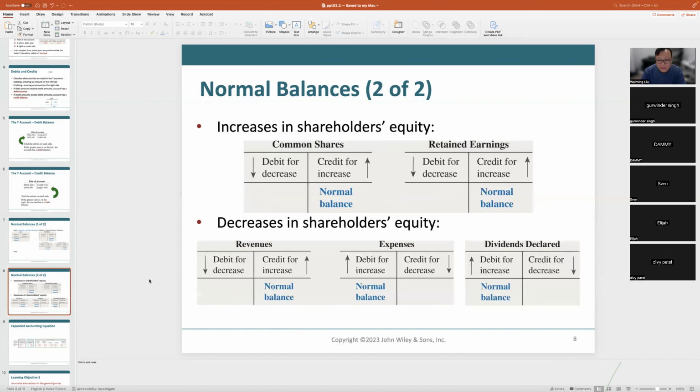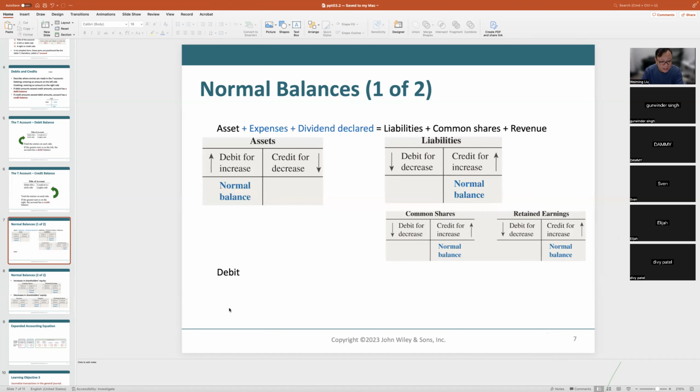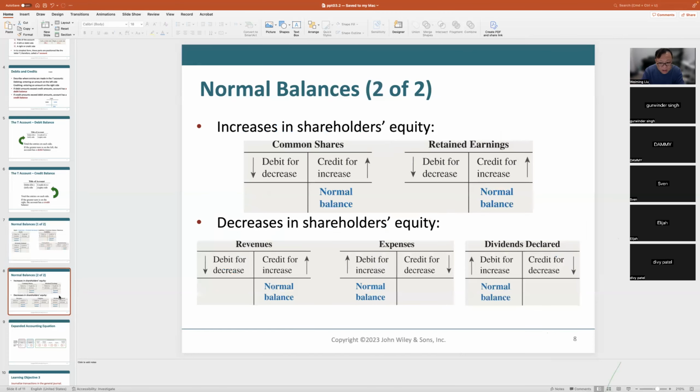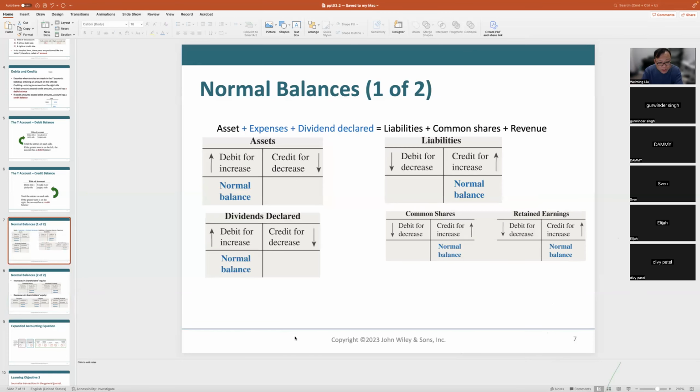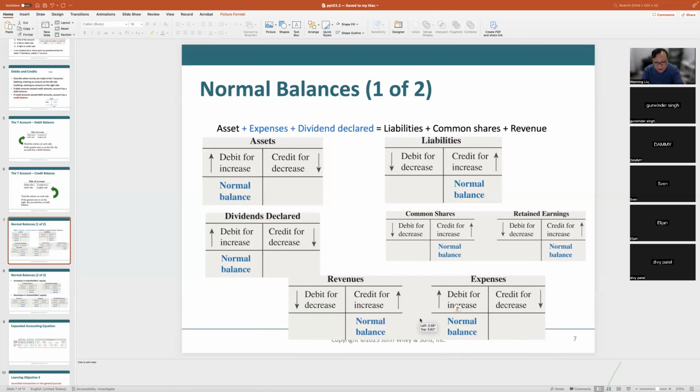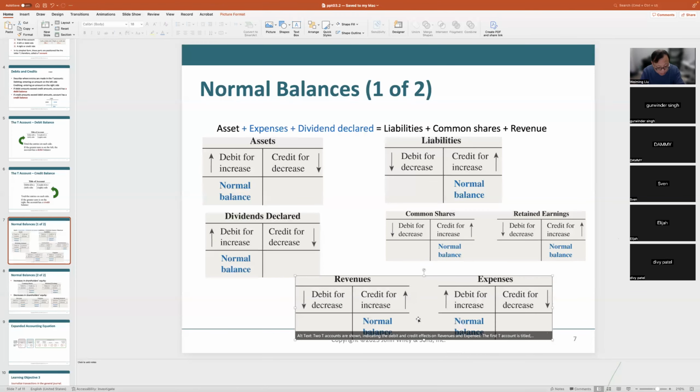And now think about revenue and dividend. Dividend would be on this side, right? The dividend would be like this. And revenue and expenses, this one has to be broken down. Right? Revenue and expenses. So I have to break this one down.